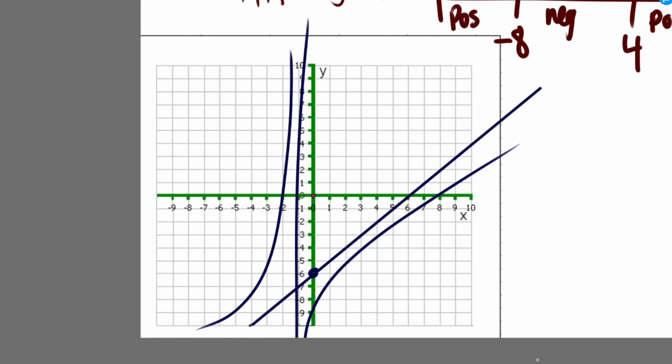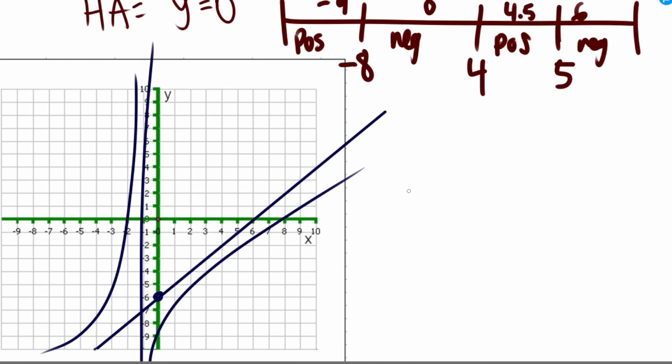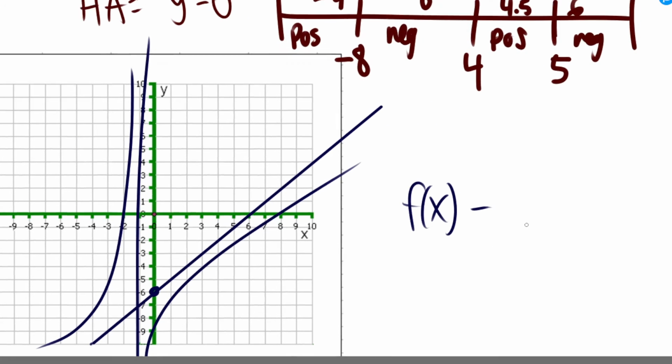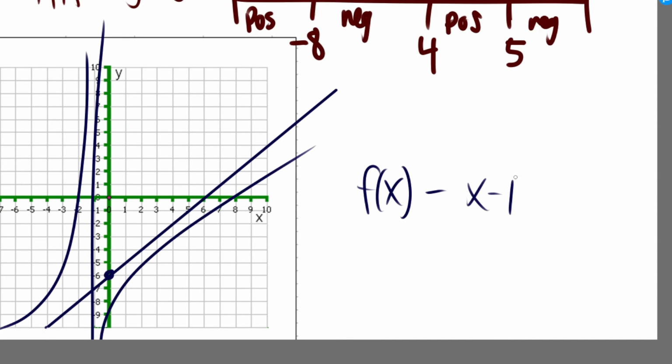I'm pretty sure that you do the same thing where you do f of x minus whatever your oblique asymptote is, like x minus 1 or whatever, something like that. And then you do the sign test for that.